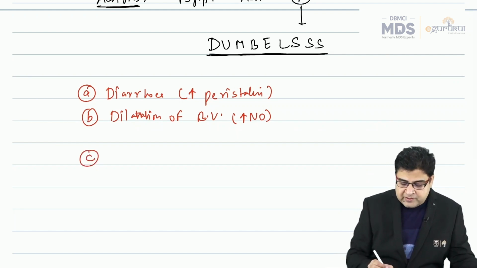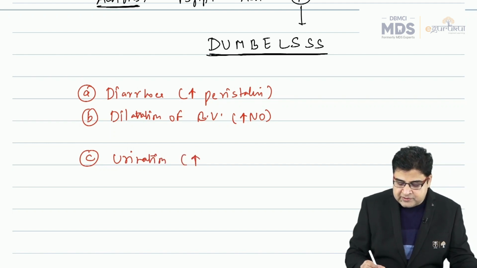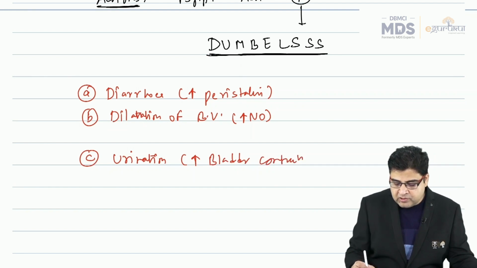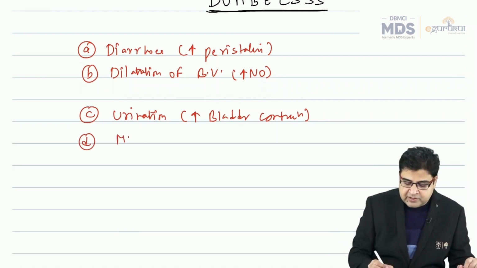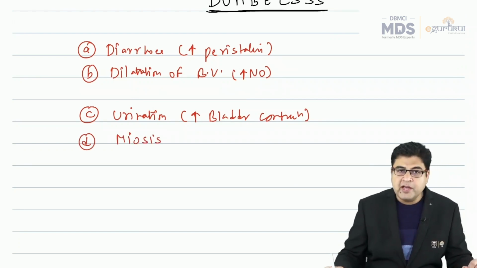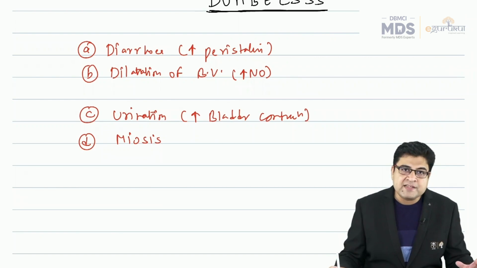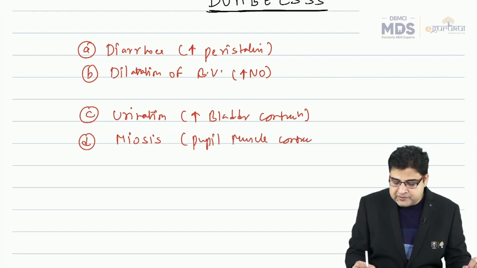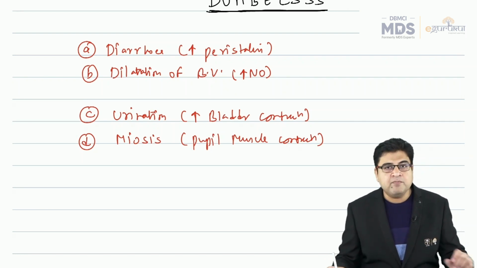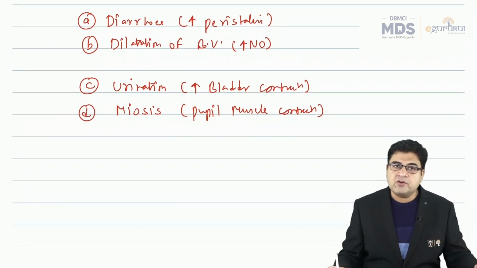Now in this mnemonic, the U stands for urination. So please remember, the parasympathetic system can contract the bladder. We call it urination. The same parasympathetic system can result in miosis. So M stands for miosis because the eye muscles are also contracted. So the pupillary muscle is contracted because of the muscarinic 3 receptor, and that will result in miosis. So this system can cause miosis.